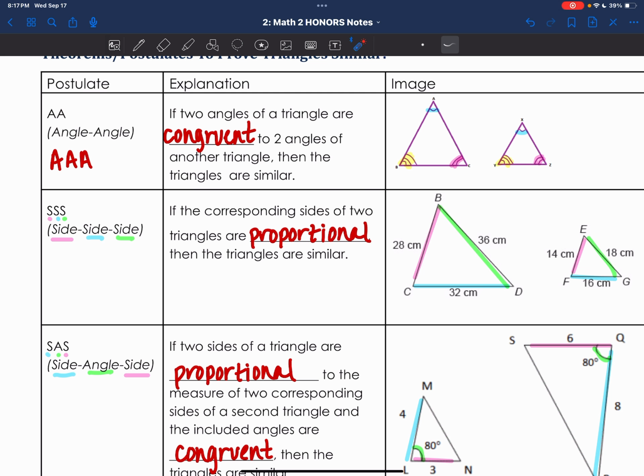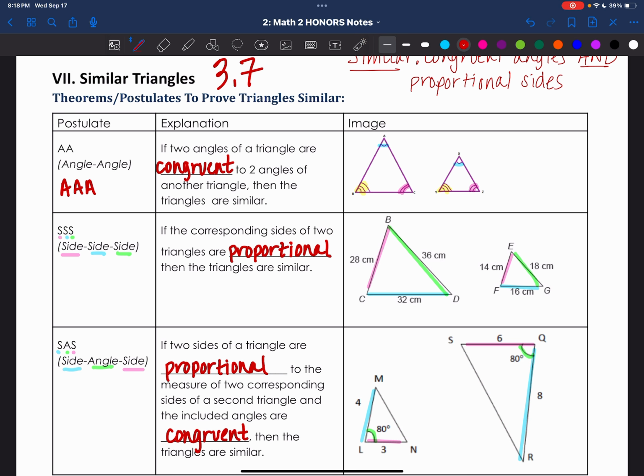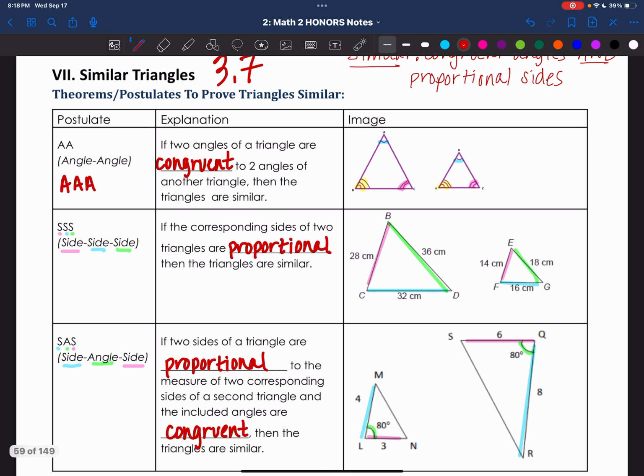The next way is side, side, side. Now this is the same property as proving triangles congruent. However, the biggest difference with this side, side, side is the corresponding sides of two triangles are proportional. And if they're proportional, then it's similar. So just that, you set up a proportion. So if I were to do 28 over 14, does that equal 36 over 18? And does that equal 32 over 16? If they all equal each other, then it's proportional.